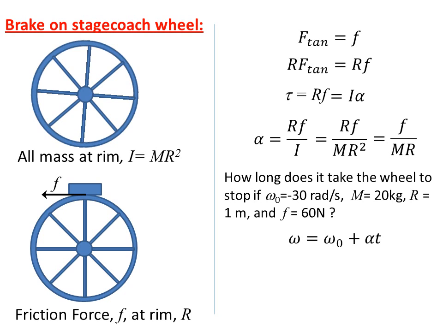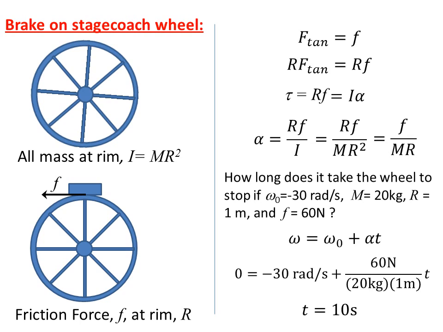The rotational equation for this is the angular velocity equals the initial angular velocity plus the angular acceleration times time. The final angular velocity will be zero because it's stopping. The initial angular velocity is minus 30 radians per second. Plus, we plug in the numbers that give us the angular acceleration: 60 newtons divided by the mass of 20 kilograms divided by the 1 meter radius, times the time. Solving for the time, we find it to be 10 seconds.